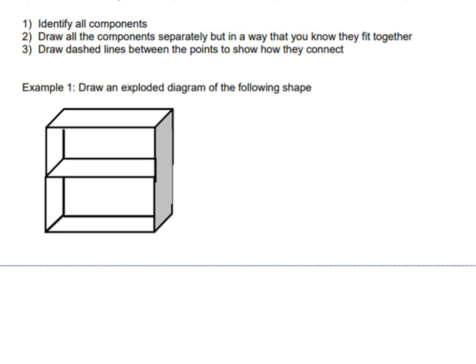So what we first need to do is identify all of the components. When we're identifying components, that means I'm looking to see: I have a big square piece at the back, I have a top, a bottom, a shelf, and two sides. So I should have 1, 2, 3, 4, 5, 6 different components that I need to draw a two-dimensional shape for, and then I need to draw dashed lines between them to show where they would connect to the original.